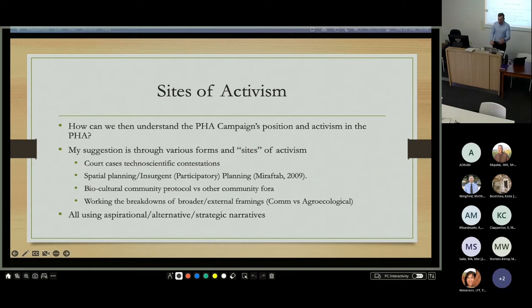So it's interesting to understand how aspirational dialogue around all of these spheres or sites of activism plays out. It's aspirational, it's alternative, and it's strategic. One cannot always leverage this idea of decolonial, eco-feminist farming for the people. That often doesn't fly. And even though they've tried to leverage it, often in many spaces, that doesn't actually hold much currency.